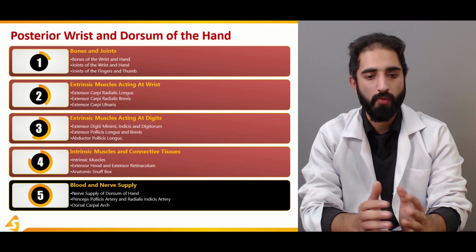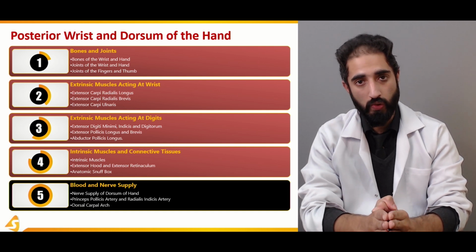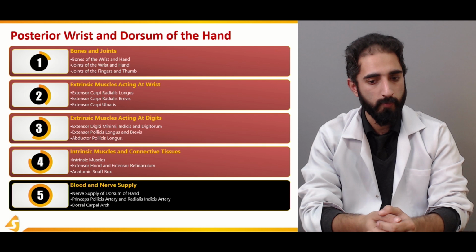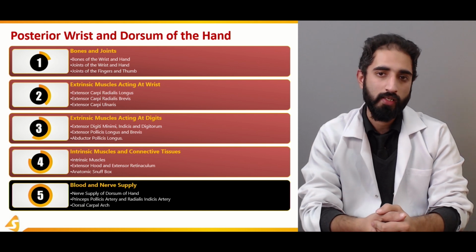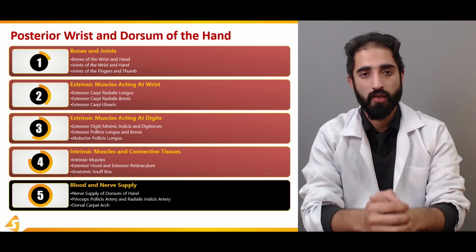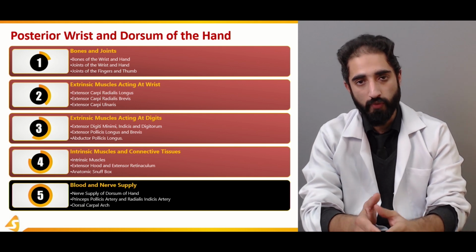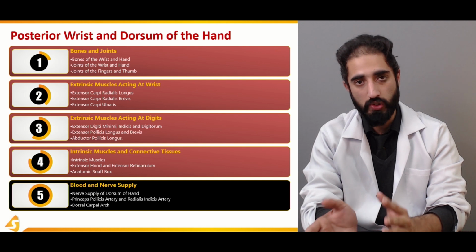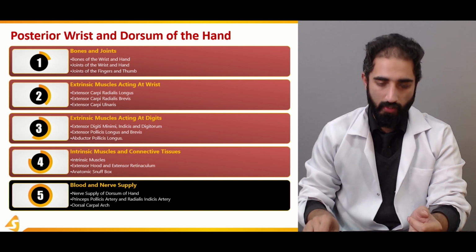And we're also going to talk about the arteries on the dorsal aspect, such as the princeps pollicis artery, the radialis indicis artery, as well as the dorsal carpal arch, similar to the superficial and deep palmar arches of the hand on the palmar aspect.